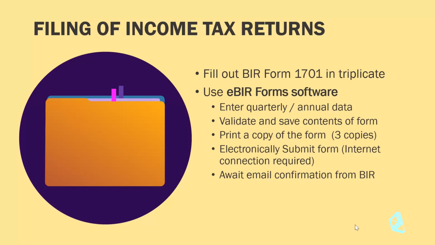So just a quick summary, you use the forms to file. After filing, you will receive an email confirmation, and you have to print both the forms using the EBIR forms software of the BIR and the email confirmation. Once you've printed both those documents in triplicate, you now go to your nearest accredited bank and pay for the tax due.